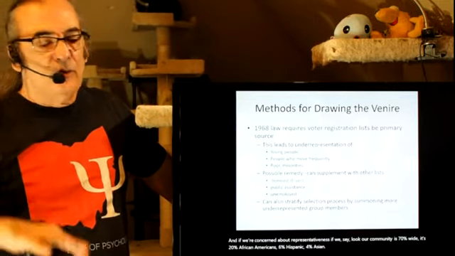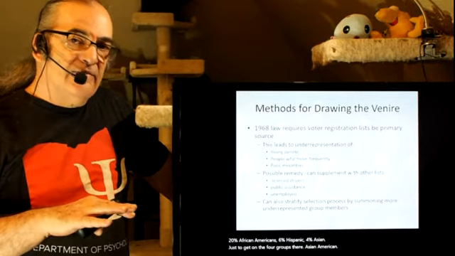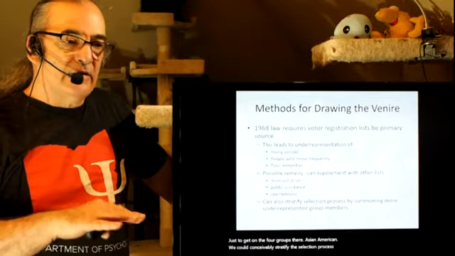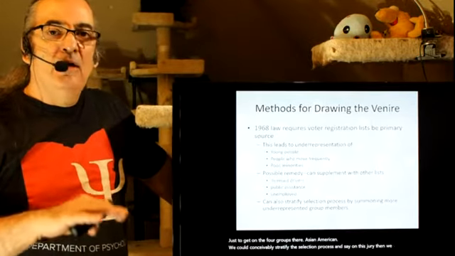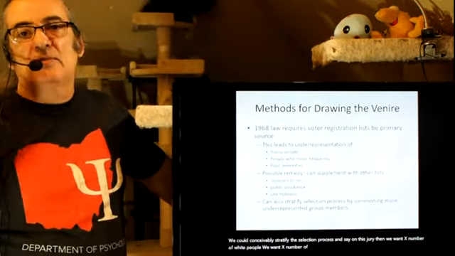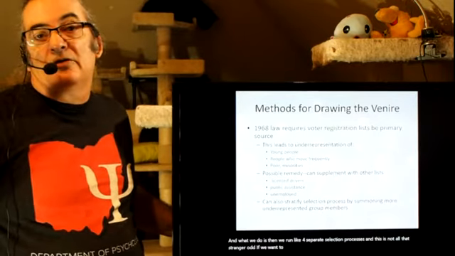just to get on the four groups there, Asian American, we could conceivably stratify the selection process and say on this jury, then we want X number of white people, we want X number of African Americans, we want X number of Hispanics, right? And what we do is then we run like 4 separate selection processes. And this is not all that strange or odd if we want a representative sample when we're doing research, right?